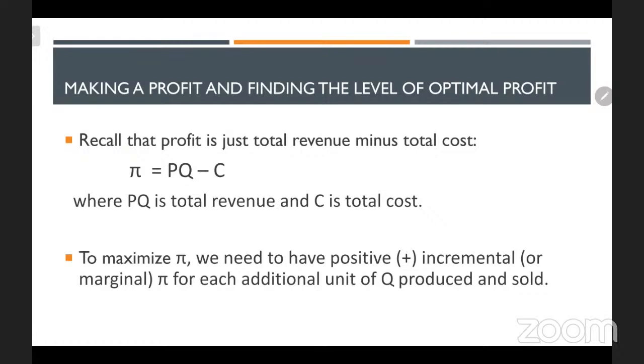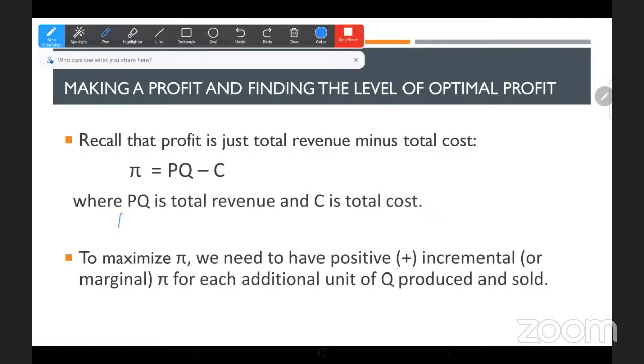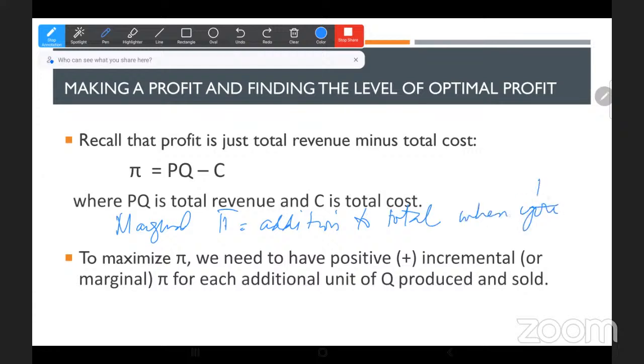So what is marginal profit? How do we define marginal profit? Marginal profit is the addition to total profit, or how much total profit increases when the firm produces and sells one additional unit of the good.